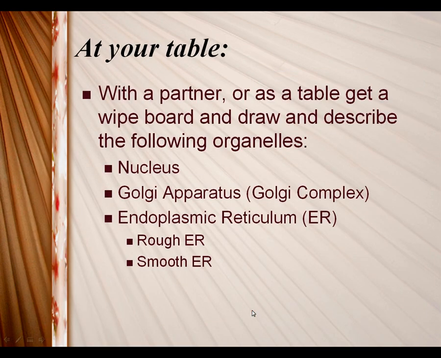Now, with your table, look at the last 3 organelles that I haven't covered. The nucleus you should be pretty familiar with. The Golgi apparatus, also called the Golgi complex, is pretty straightforward and easy to learn on your own. The endoplasmic reticulum has 2 types, the rough and the smooth ER. So look those up now with the time remaining in class.